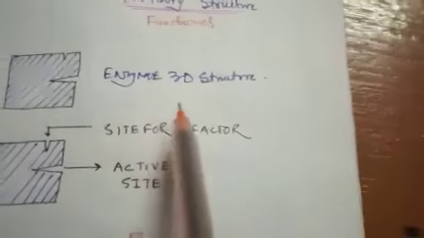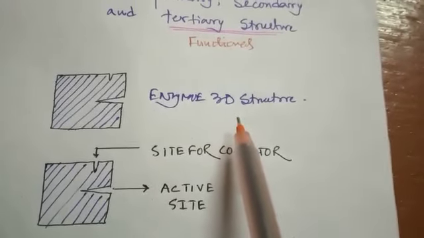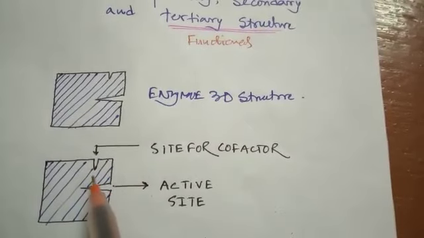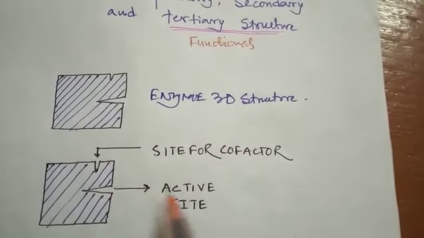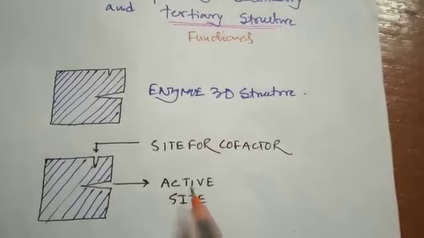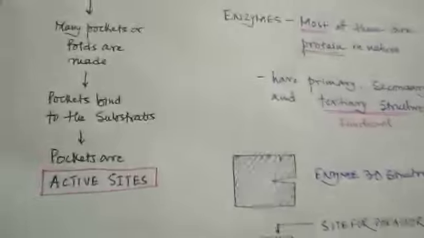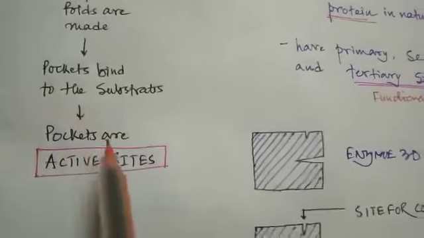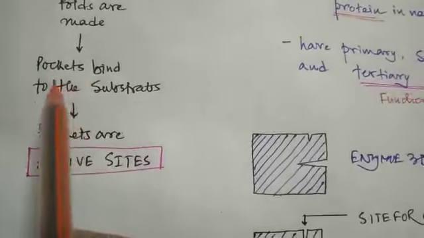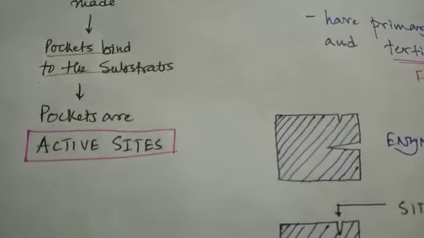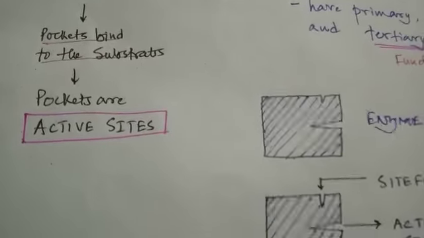See, this is a three-dimensional structure of an enzyme, and there are basically two kinds of pockets or crevices. One is for binding of the substrate, which is known as the active site, and another is for binding of the cofactor. Now, what is the active site? The active site is the pocket for binding of the substrates. That is why they are called active sites.